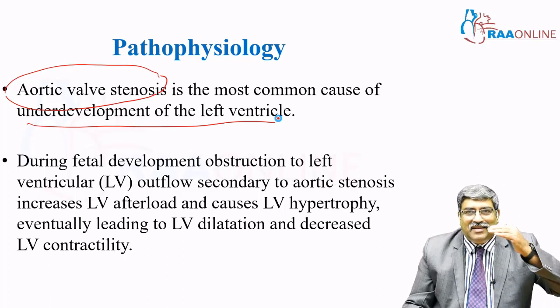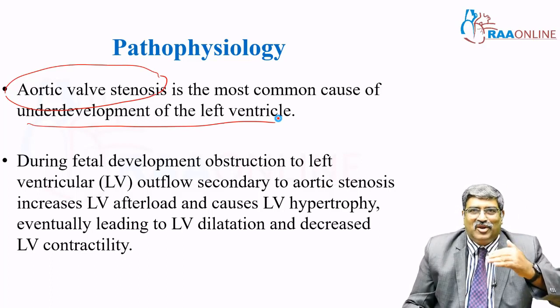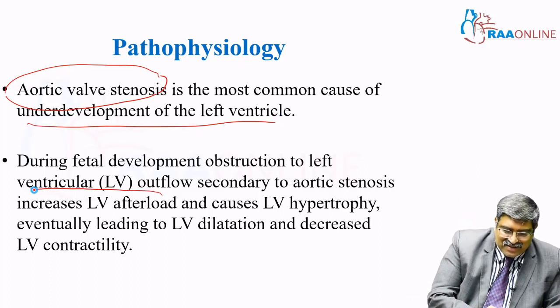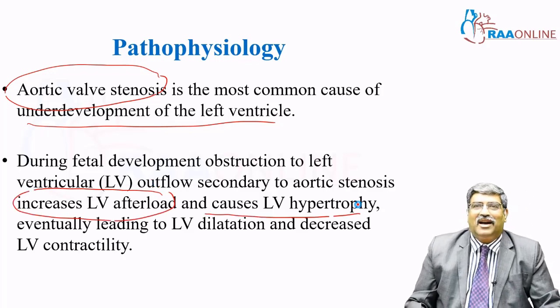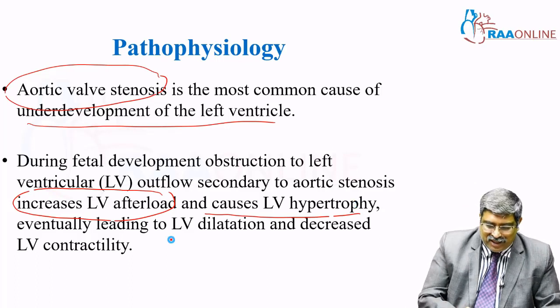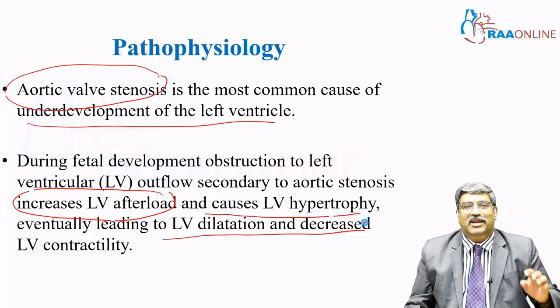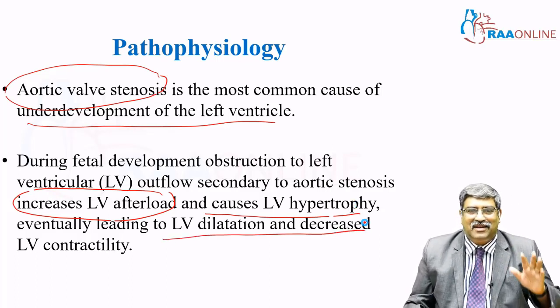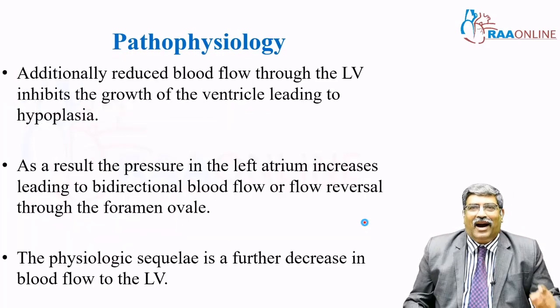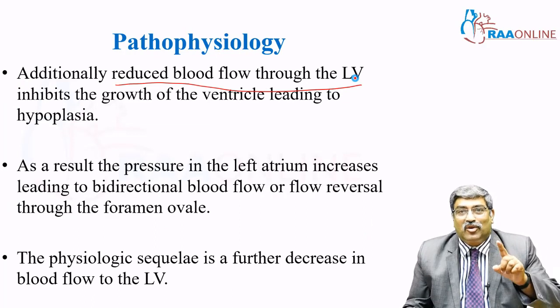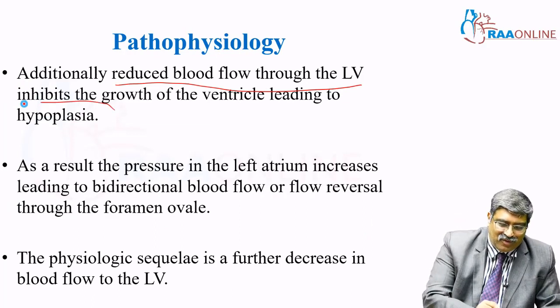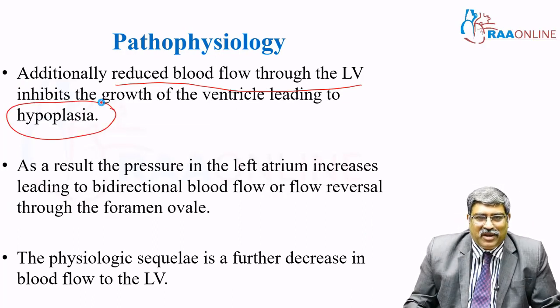ventricle, and this aortic valve stenosis will increase the LV afterload, which in turn causes LV hypertrophy, eventually leading to LV dilatation and decreased left ventricular contractility. Additionally, reduced blood flow through the LV inhibits the growth of the ventricle, leading to ventricular hypoplasia.